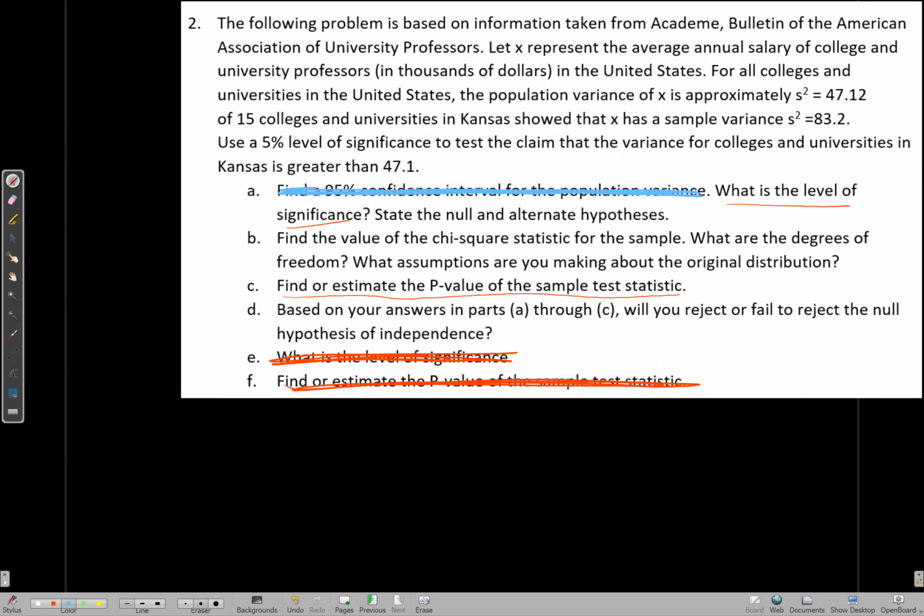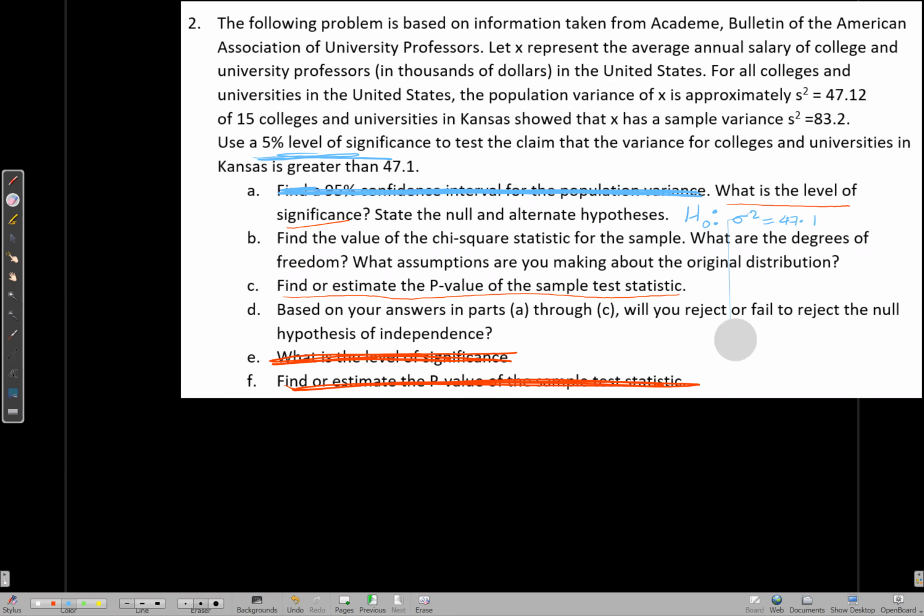That's pretty easy because it says here 0.05. State the null and alternate hypothesis. Well, I will leave that to you to figure out. In this case, I can give you a hint. H naught is going to be, what does it say? Claim: variance for colleges and universities is greater than. So first, for the null hypothesis, you have to make it equal. So sigma squared is going to be 47.1. That's the null hypothesis.